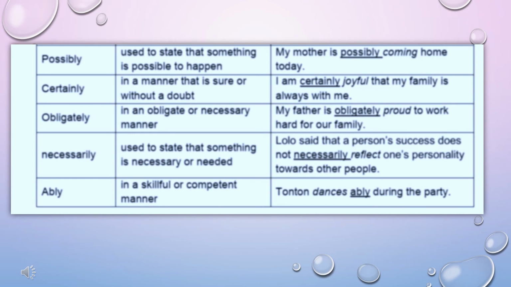Right here we have a table that shows the modal adverb, the meaning, and a sample sentence. First, possibly, which is used to state that something is possible to happen. Sample sentence: my mother is possibly coming home today. The word possibly modifies the verb coming. Kindly read certainly.